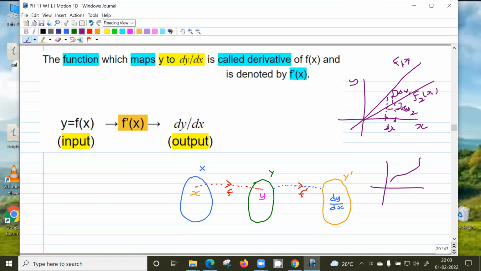Suppose this is a curve. I want to find the derivative at this point. At this point, I just have to take a small interval dx. And for that dx, how much is y changing? This dy corresponding to this dx is called the slope, which is the derivative. So can this derivative be negative?